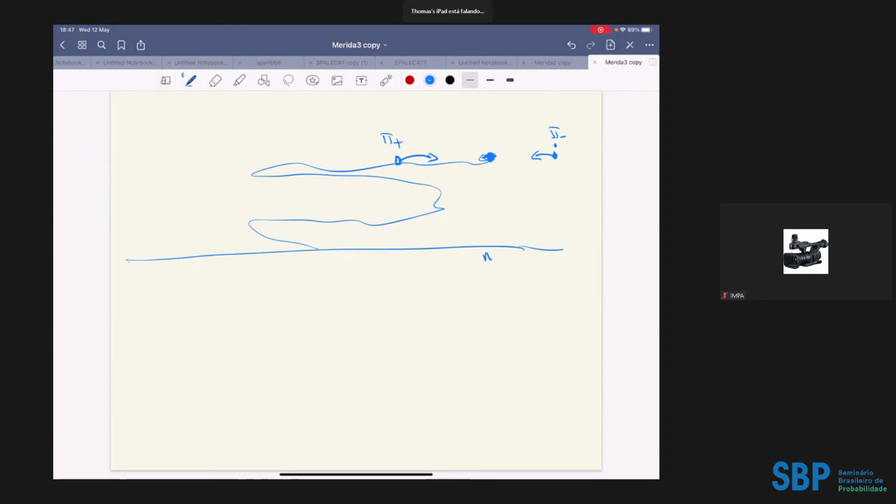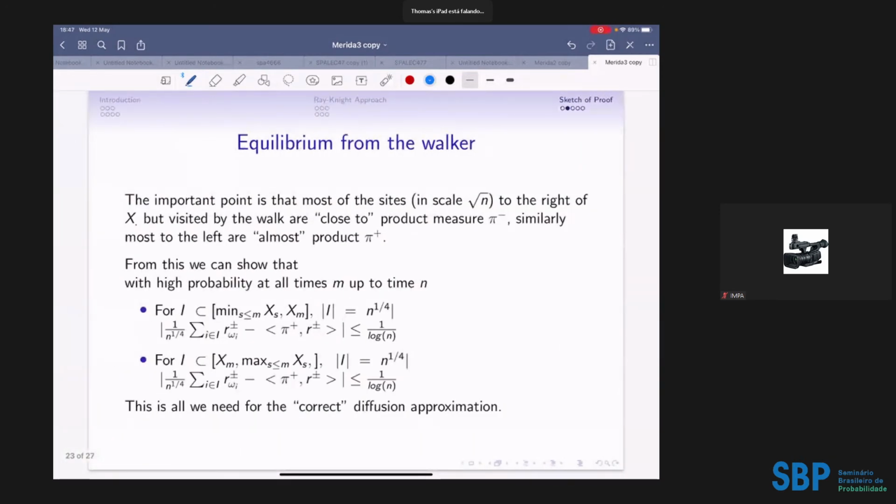And actually, we need something much weaker than this. What we need is just that we can say, if you look at a scale smaller than square root of n, let's say n to the quarter, there's nothing special or subtle about this choice, it's just a number less than a half.